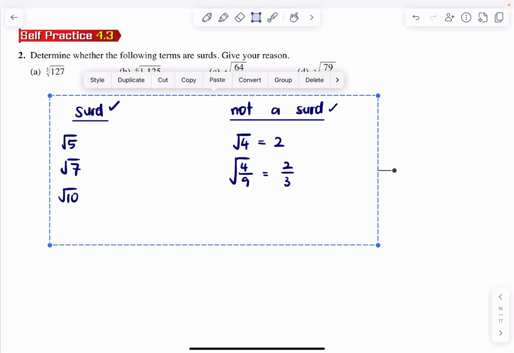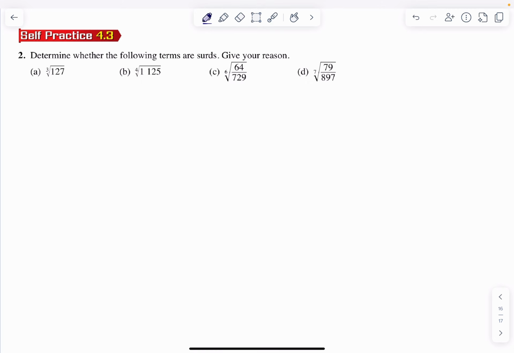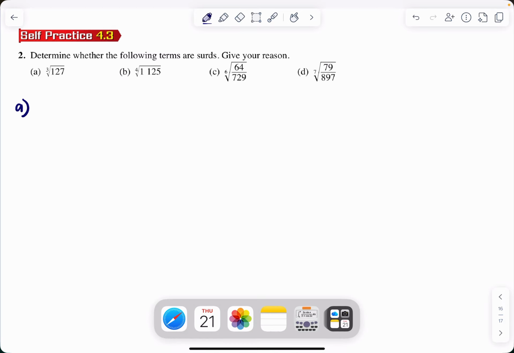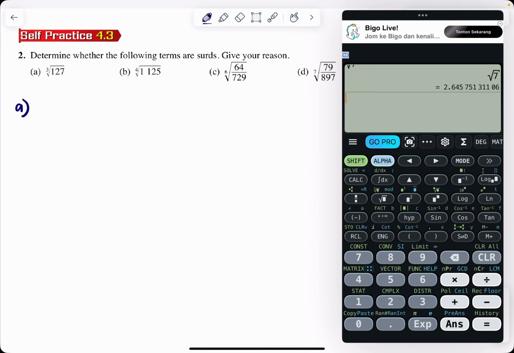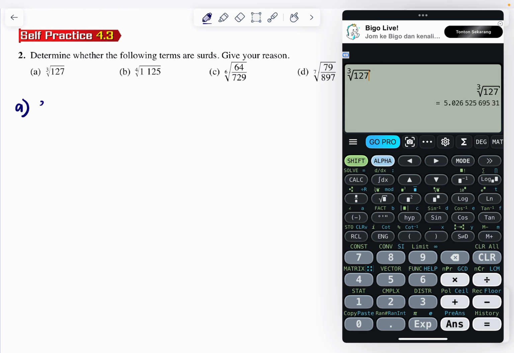Okay, let's look at the question. Cube root of 127. This is a non-recurring decimal, so this has to be a surd because it is a non-recurring decimal.